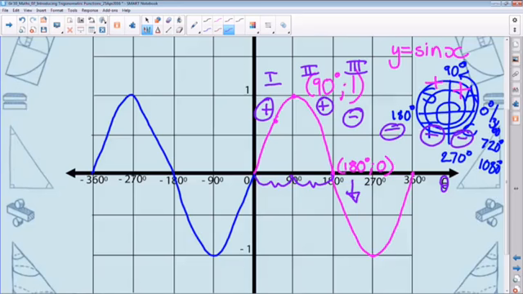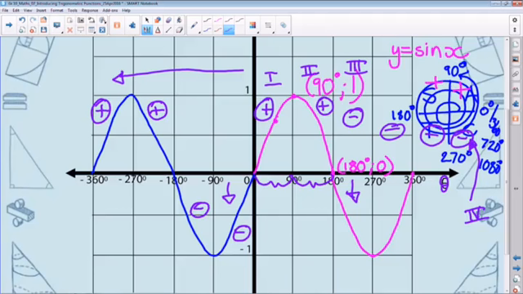Now, if we look on the other side of the y-axis, we know that negative 90 degrees is going to fall into this fourth quadrant. And according to our cast diagram, the fourth quadrant is negative, where sine is negative. And look at this. Over here, it's negative. So our graph is really illustrating what is happening on the cast diagram as well.